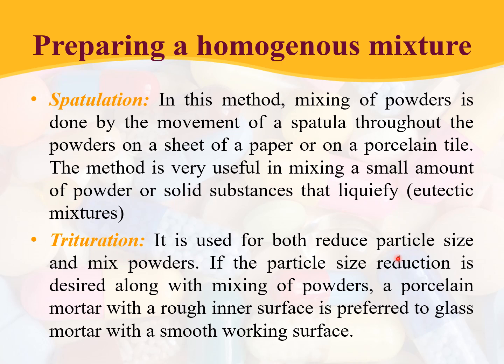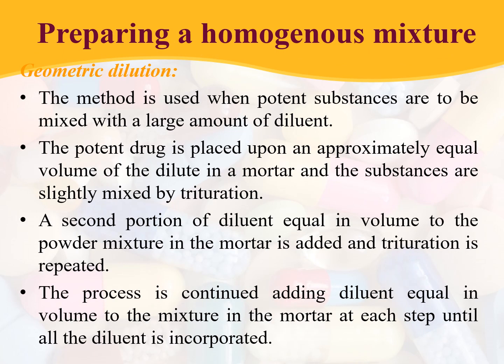Next method is trituration. It is used for both size reduction and to mix the powders. If particle size reduction is desired along with mixing of powders, a porcelain mortar with a rough inner surface is preferred to a glass mortar, which has a smooth working surface. The next is geometric dilution. This method is used when potent substances are to be mixed with large amounts of diluent.